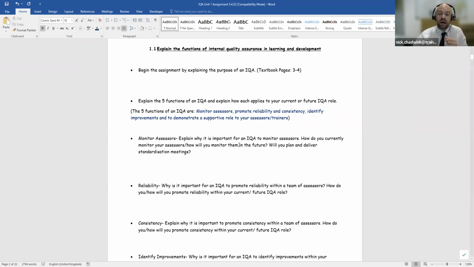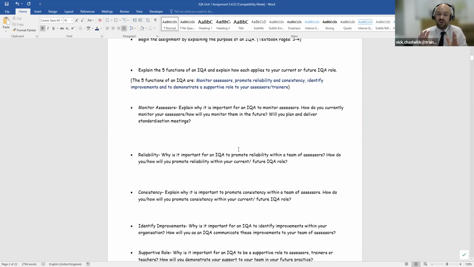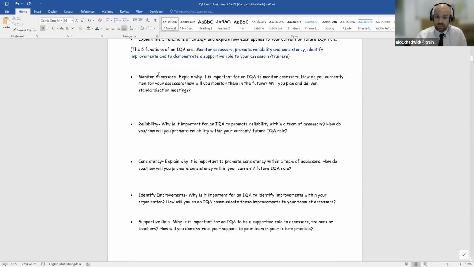And what I would like for you to do, with those 5 key functions, is to explain each one and explain further how it applies to your current or future IQA role. So once again, you can keep the bullet points in here.